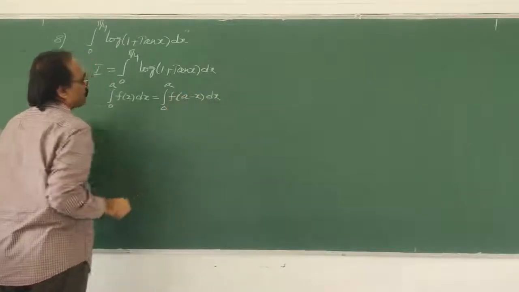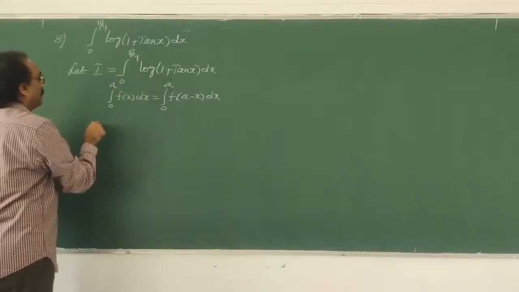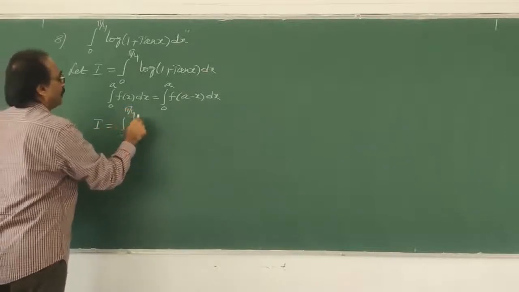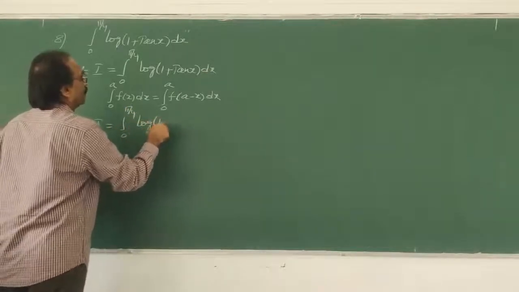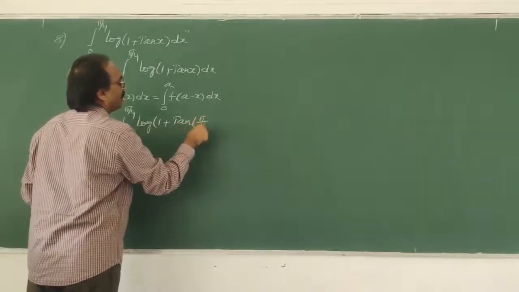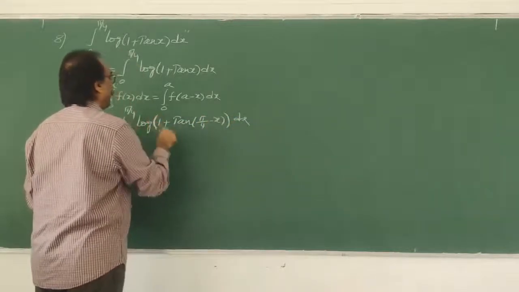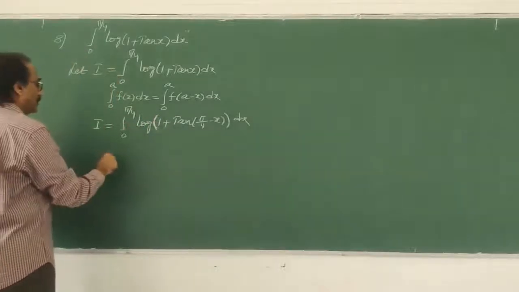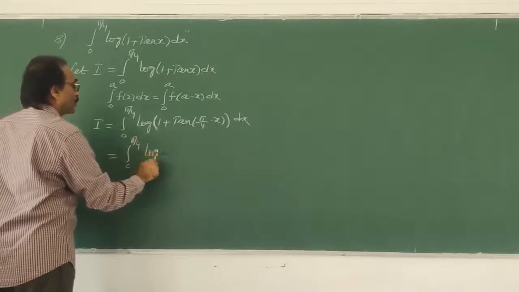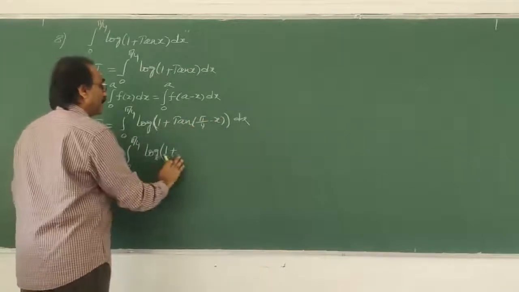This property we have used so many times, so we will use it again here. Therefore I is equal to the integral from 0 to pi by 4 of log of 1 plus tan of a minus x, where a means pi by 4, so pi by 4 minus x, dx. So that is equal to the integral from 0 to pi by 4 of log of 1 plus tan of a minus b.